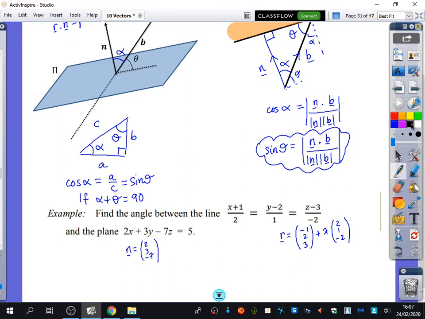So if I want to find out sine theta, it will be this one, the direction, and this one. So it will be 2, 3, minus 7, dotted with 2, 1, minus 2. I don't even need to take a modulus here. Over root 62 multiplied by root 9.